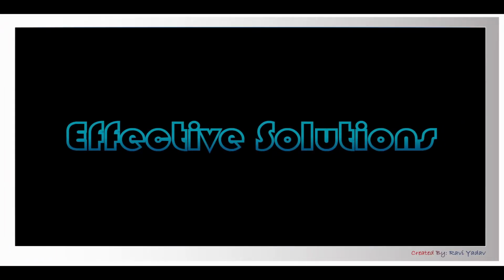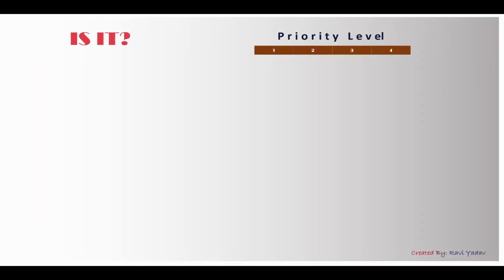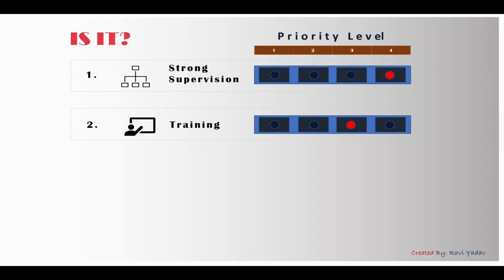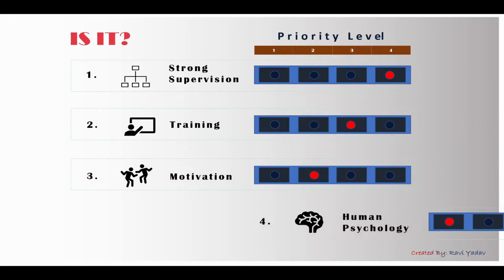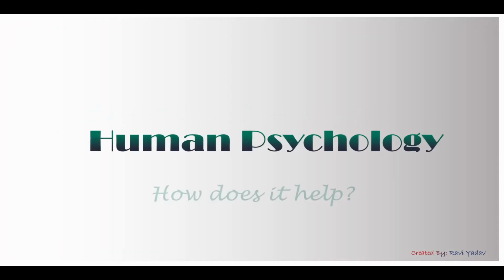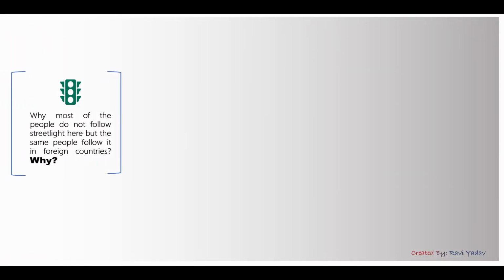Now let's talk about effective solutions. Is it strong supervision, training, motivation, or human psychology? If you see the priority level, I have prioritized human psychology as number one. So let's go deep into human psychology and understand how it helps. Take an example. Why do most people not follow street lights here, but the same people follow them in foreign countries?